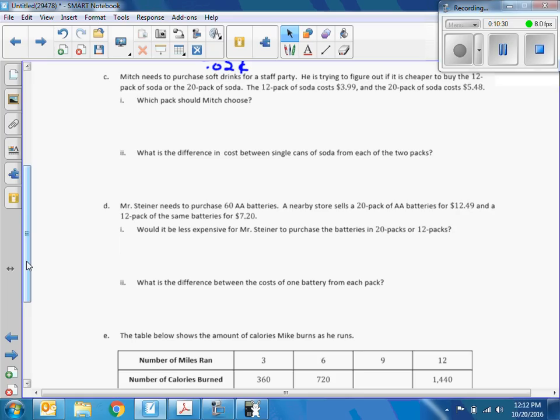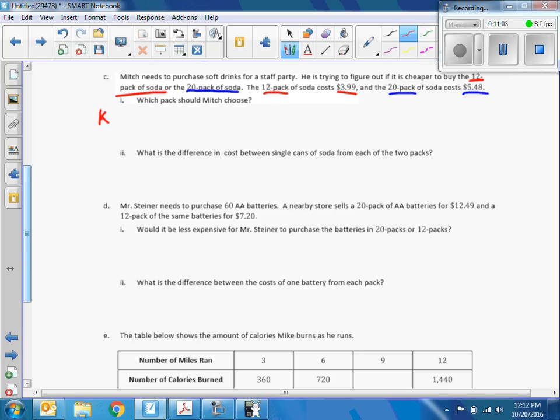C. Mitch needs to purchase soft drinks for a staff party. He's trying to figure out if it's cheaper to buy a 12-pack of soda or the 20-pack of soda. Actually, let me color code this to go together. The 12-pack of soda costs $3.99. The 20-pack of soda is $5.48.